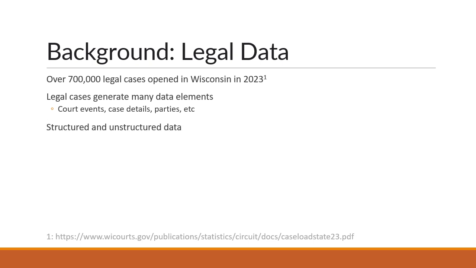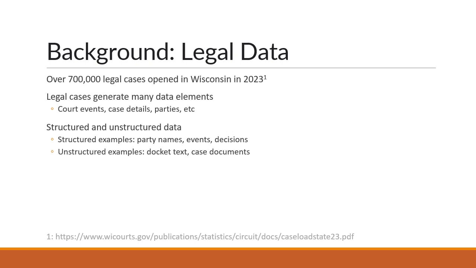There's both structured and unstructured data related to legal cases. Examples of structured data are party information like names, events that occur like hearings, and case outcomes or decisions. And then examples of less structured data include the text of docket entries recorded by the stenographer or clerk, as well as documents that are filed and associated with the case. Wisconsin has a public court access platform that allows access to this data and presents it in a user-friendly website, and it's also available through an API that my company pays for.